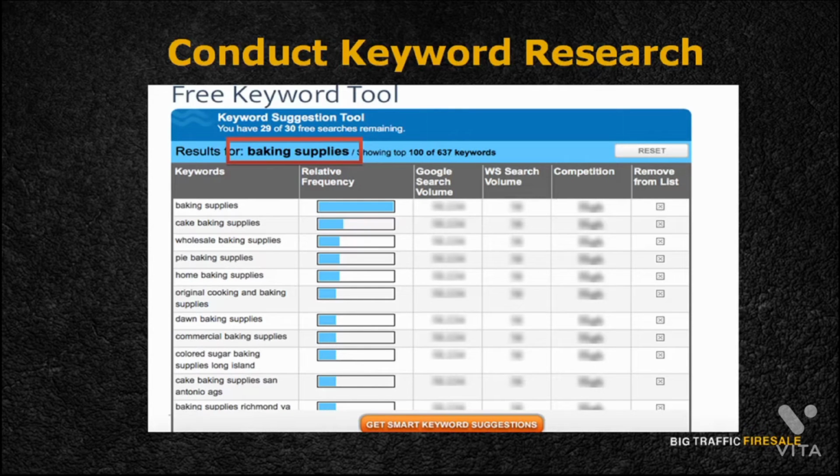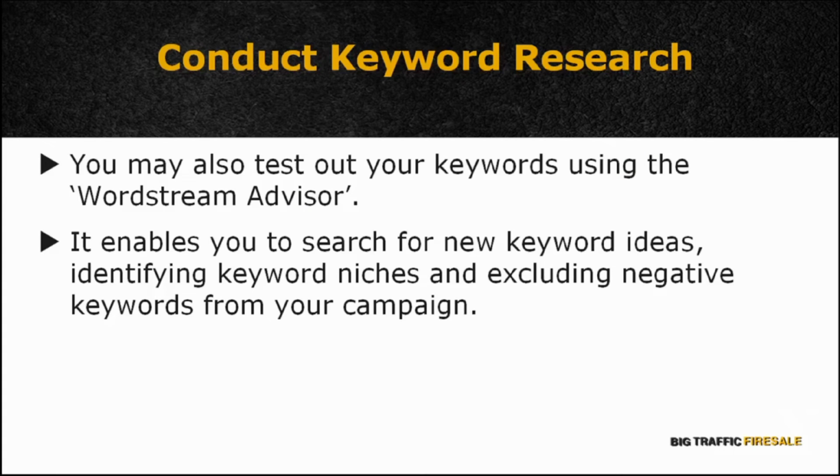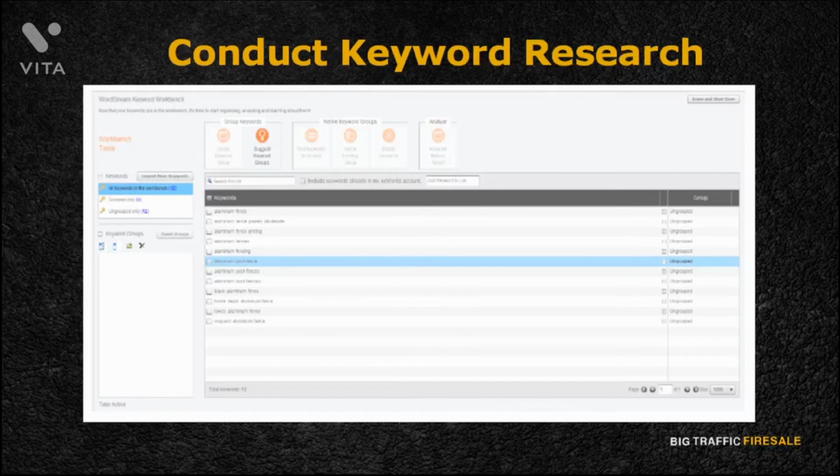The most interesting part is the relative frequency data for the keywords is also made visible to you. You may also view the competitiveness of the keywords as well as the search volume using data from both Google and WordStream. On top of that, you may also test out your keywords by using the WordStream Advisor. It enables you to search for new keyword ideas, identifying the keyword niches, and most importantly, excluding negative keywords from your campaign. WordStream Advisor is WordStream's free keyword tool, PPC and social media advertising platform.